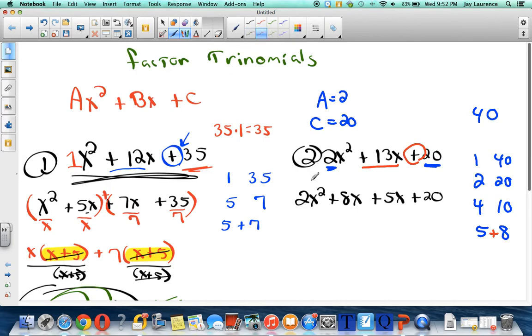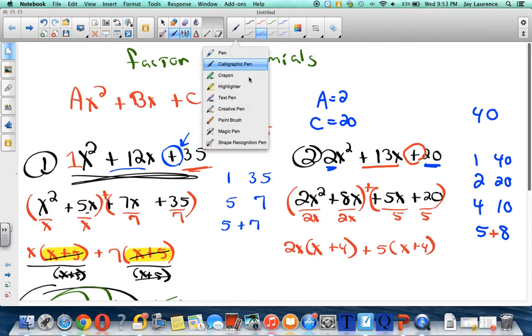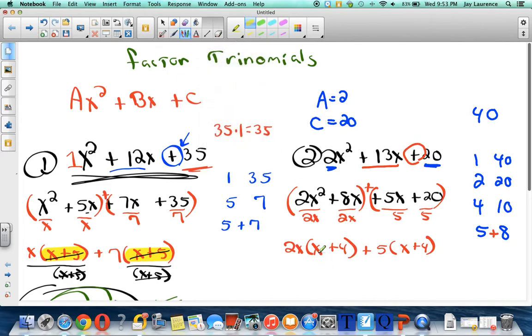Now it's time to group. So I'm going to group these first two. I'm going to group these two. Put a plus sign between. All right. I GCF the first quantity. So I divide by 2x, divide by 2x. So I get 2x times the quantity of x plus 4. I divide by 5, divide by 5. It'll be plus 5 times the quantity of x plus 4. Did you hear me repeat myself? Yeah, I said that x plus 4 twice. So if I go to highlighter time, boom, and boom.